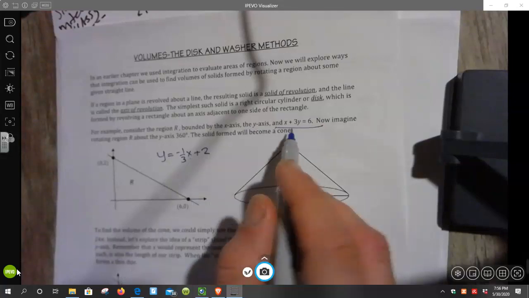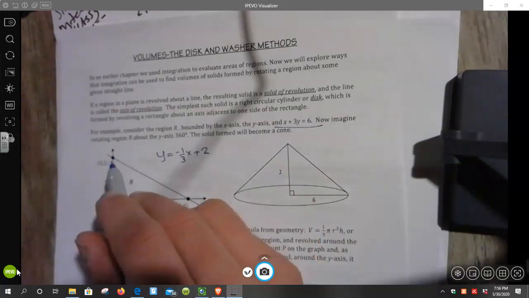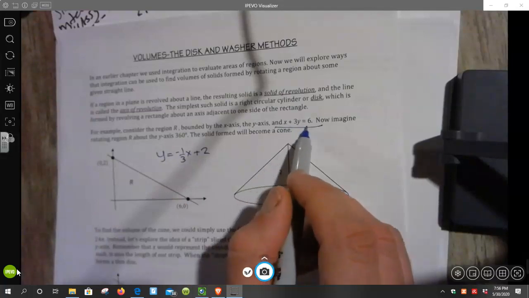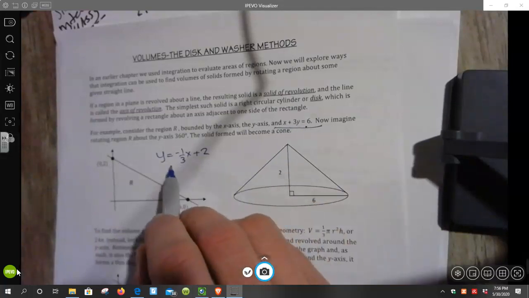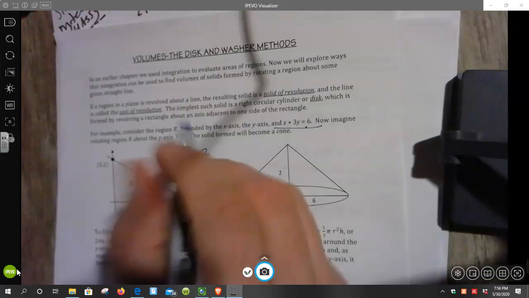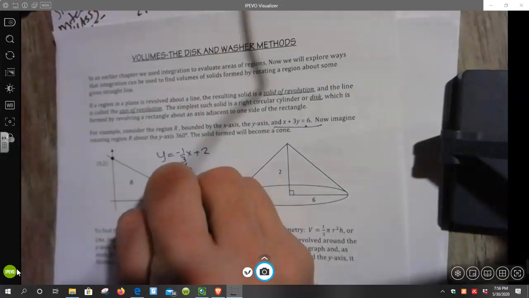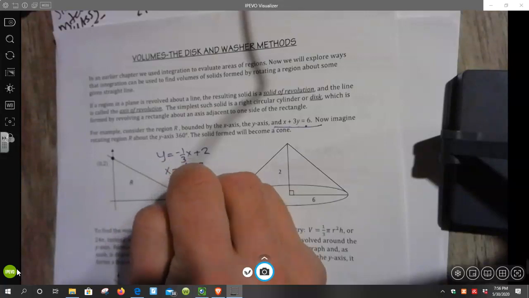So we're given the equation, we're told that we have a region bounded by the y-axis, the x-axis, and the equation x plus 3y equals 6. So we solve it for y, because when we go around the y-axis, it's vertical, we're going to do things with respect to y. So that means we have to solve for x in terms of y. That's going to be 6 minus 3y.